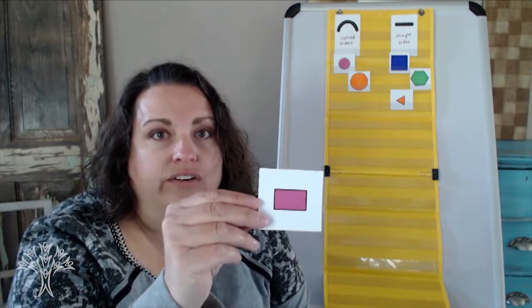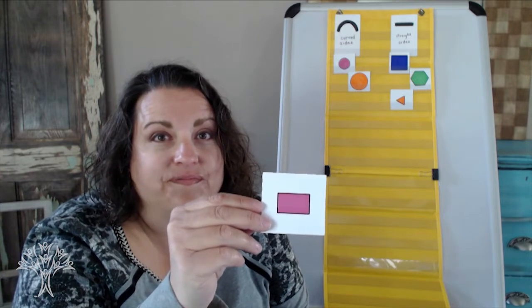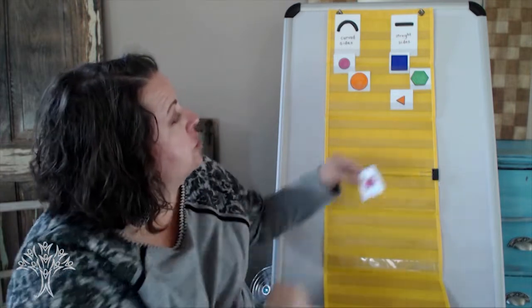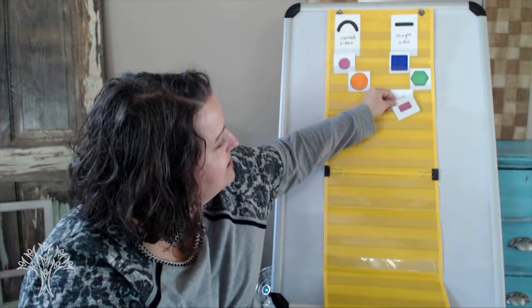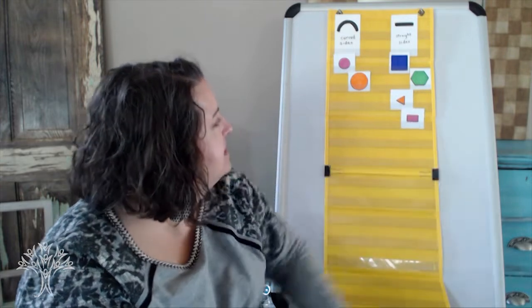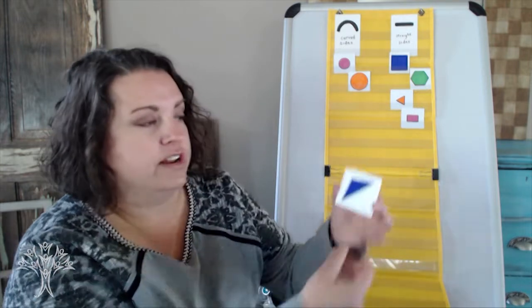What about this rectangle? Which side should I put it on? Thanks for pointing. The rectangle should go over on straight sides. Let's try another one. Did you say triangle? You're right. This is a triangle. Triangles come in a lot of different shapes, but they always have 3 sides and 3 corners. That's what makes a triangle special.